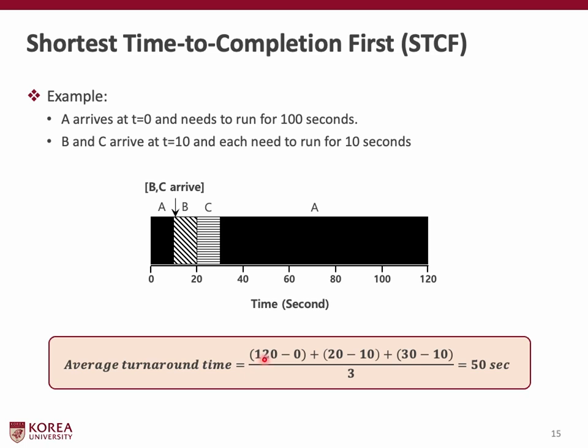So A's turnaround time is 120, B's is 10, and C's is 20. As a result, the average turnaround time is 50 seconds, which is a big improvement over SJF in this case. So, by relaxing assumption 3 and allowing preemption, we get smarter and more flexible scheduling policies.